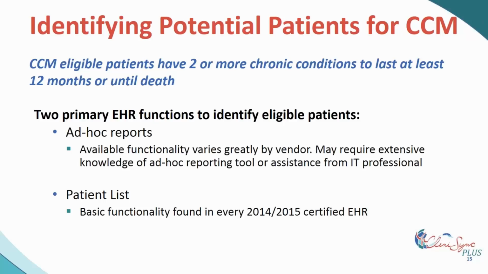What that means is they have 2 or more chronic conditions. Those chronic conditions are going to last for at least 12 months or until the demise of the patient. There's really 2 ways you can do this within your EHR. If you have an ad hoc reporting tool, you understand how to use it, or you have a member of your team that can help you out with that.